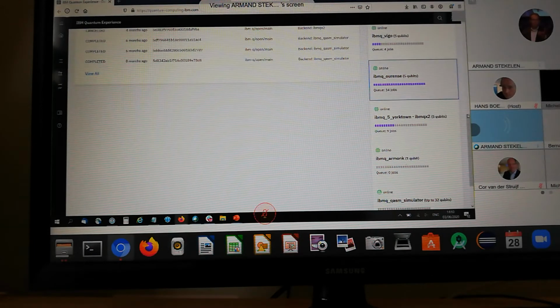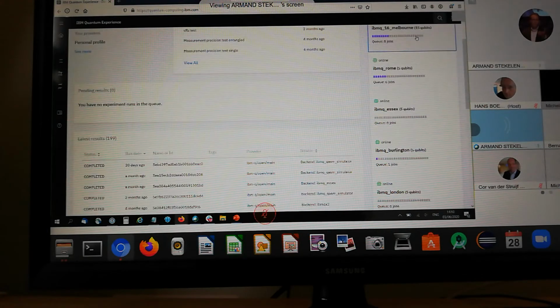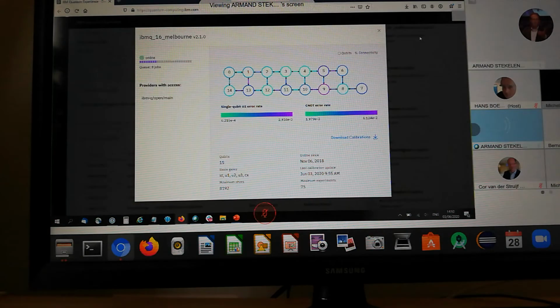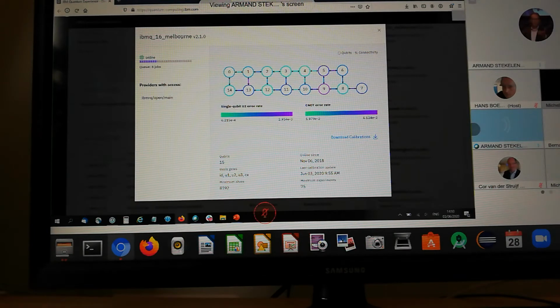And let's have a closer look at one of them. Let's click the IBM Q16 Melbourne. The Melbourne is just a name. It's not where this machine is located. It's just a name, a city where IBM has research teams. What do we see on this page? We see the topology of this 15 qubit machine. So we have qubits 0 up to and including 14.